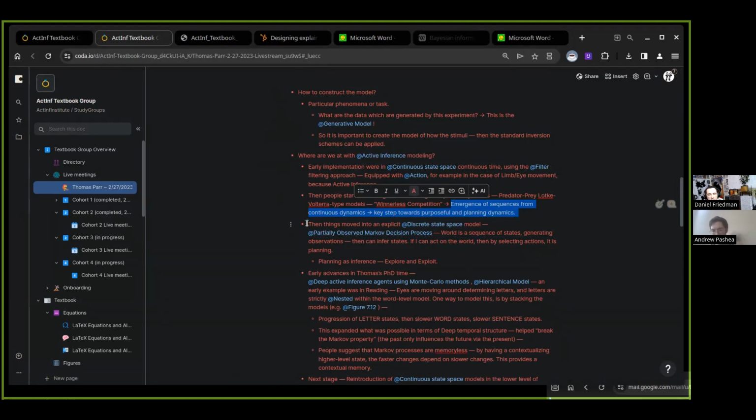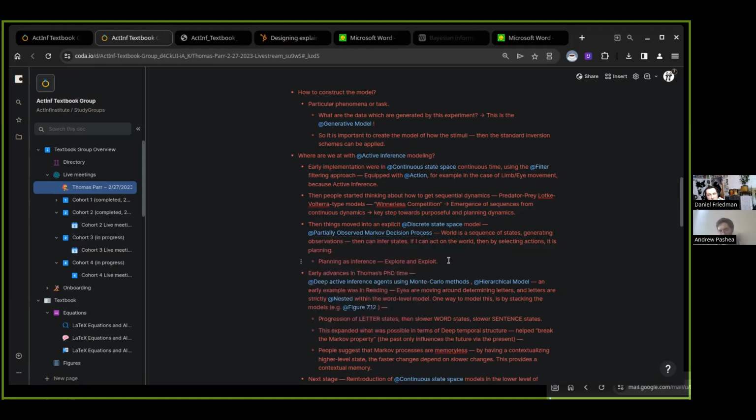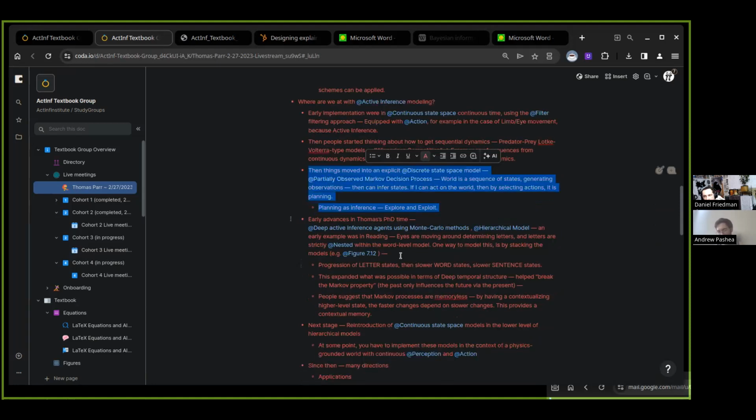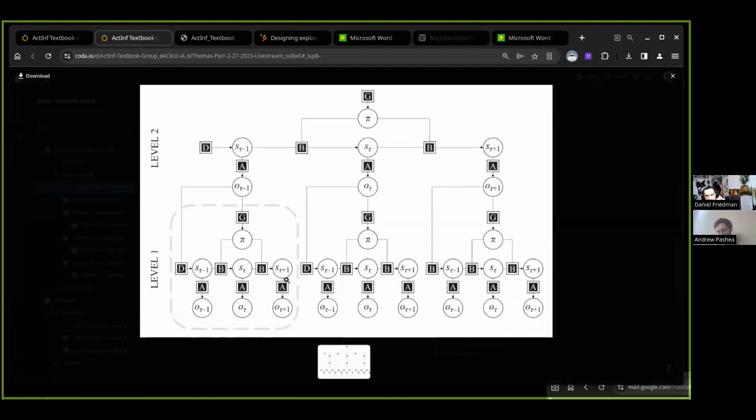Then people wanted to model explicit long-term planning. And so from around 2014 or something, there was a lot more development in the discrete state space model, which enabled the well-understood partially observable Markov decision process and a lot of the characterization of the planning as inference, explore, exploit.